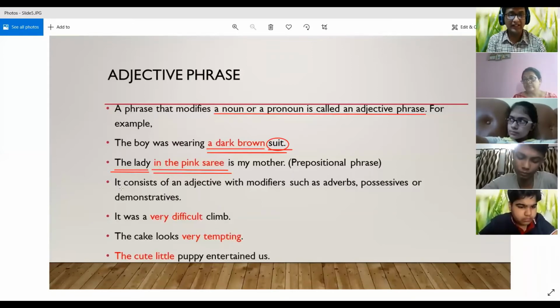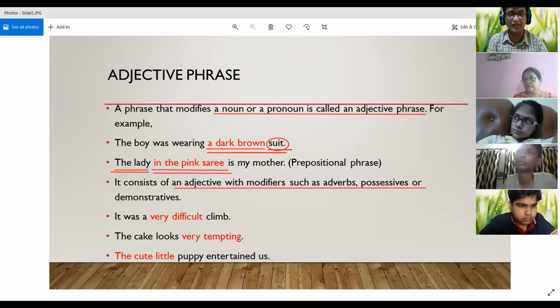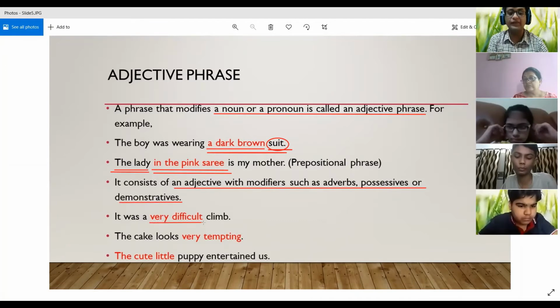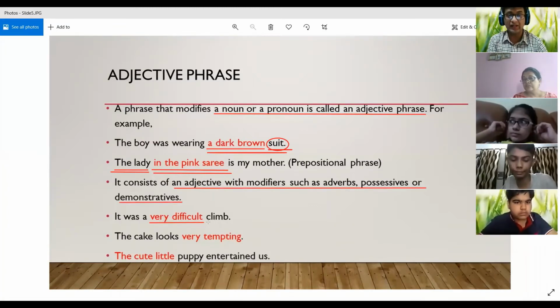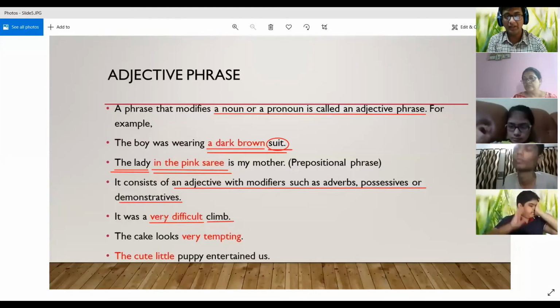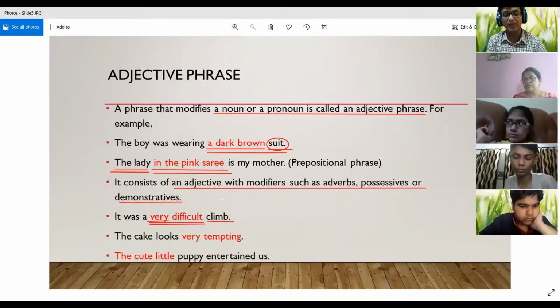Now we come to the next part. Now comes another form of adjective phrase. An adjective phrase consists of an adjective with modifiers such as adverbs, possessives, or demonstratives. For example, it was a very difficult climb. So see, very difficult over here becomes an adjective phrase. Why? Because it is describing the climb, right? How difficult? It was very difficult. So basically, very difficult is an adjective phrase, and you can see very is an adverb, right? So we can use adverbs, possessives, or demonstratives with adjectives to create adjective phrases.